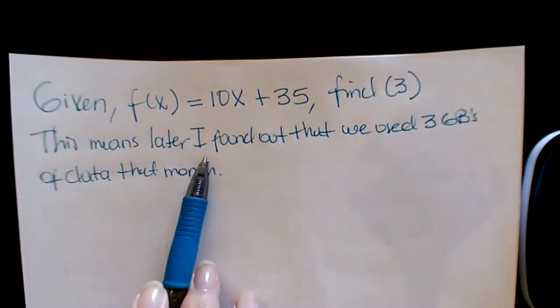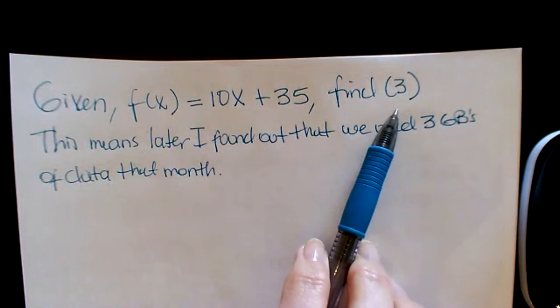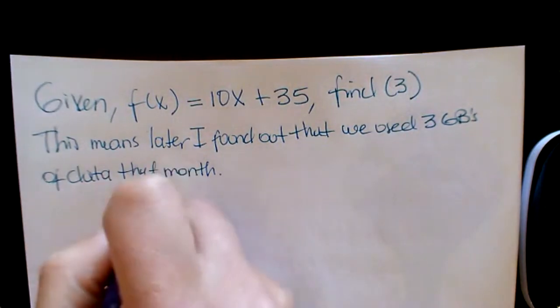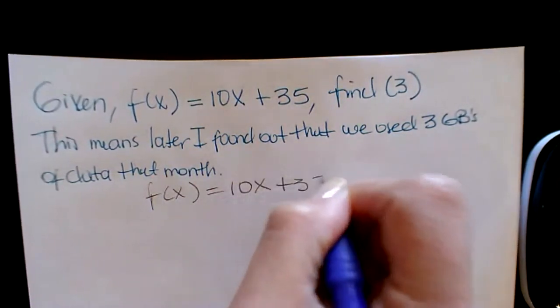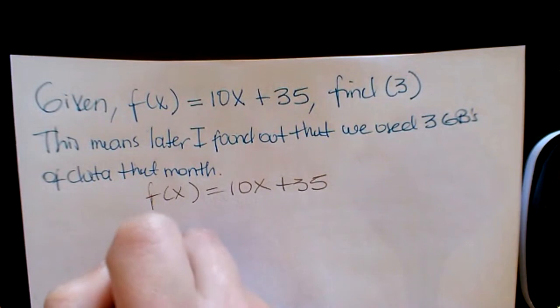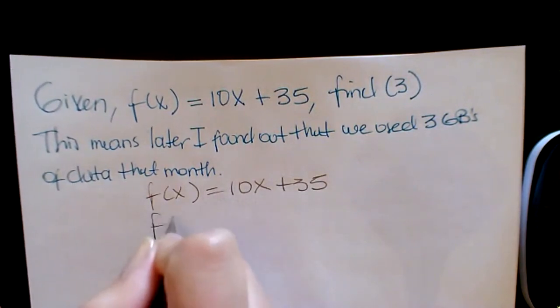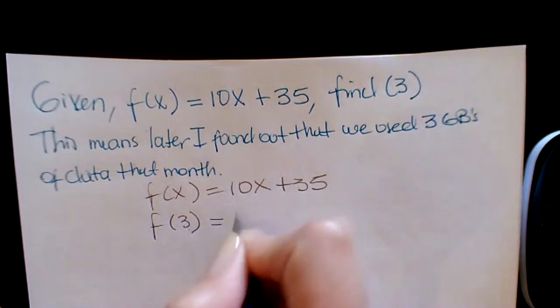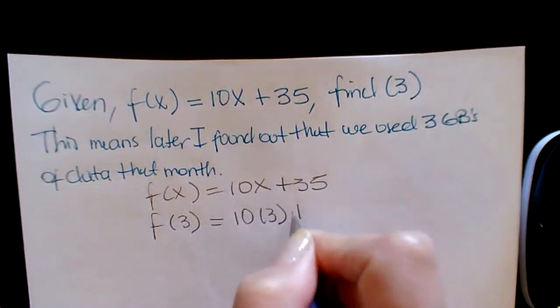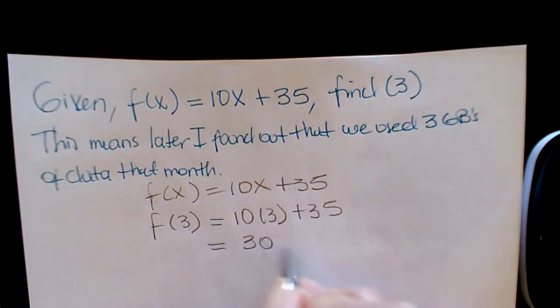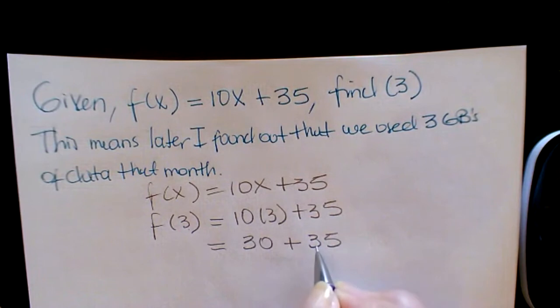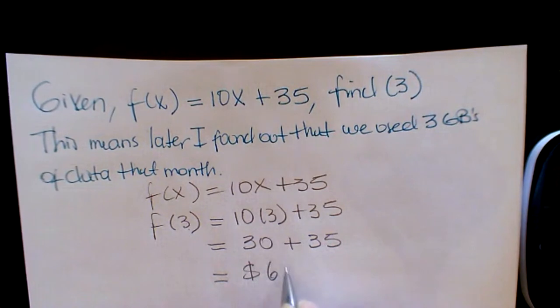So at the end of the month, I found out that we use 3 gigabytes. So what do I do? If I have f of x equal to 10x plus 35, that means I need to substitute the x for 3: 10 times 3 plus 35. Remember, this is my flat fee. So 30 plus 35. I'm going to end up paying $65. This is how much I will pay.